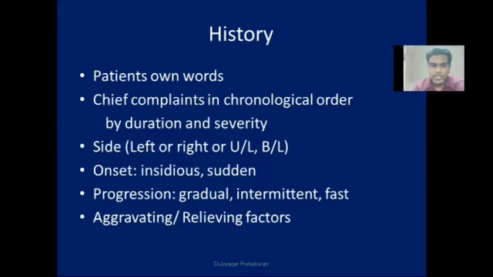Next, disease progression. The symptoms could either gradually increase, gradually decrease, or progress very fast. Sometimes the symptom could be intermittent, maybe on and off. On and off in the sense, for example, ear discharge. Ear discharge is most of the time intermittent, especially when you have a chronic suppurative otitis media, CSOM, case as your ENT case.